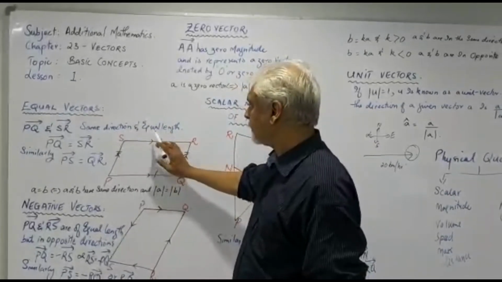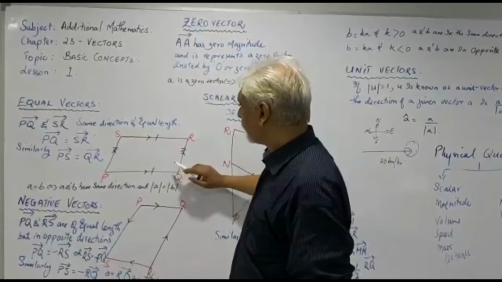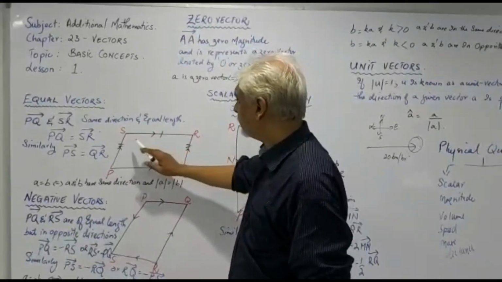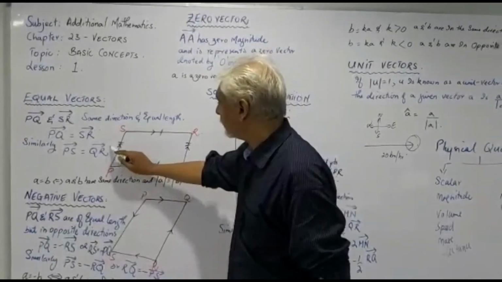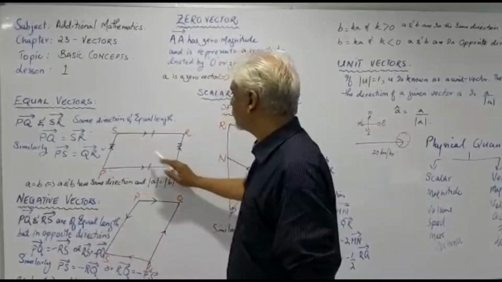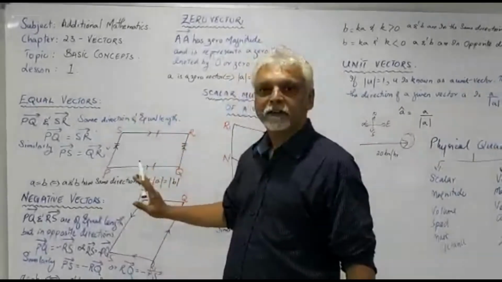So they have the same direction and equal length. So we can say PS is equal to QR, and you have PQ equal to SR. Is that clear? So I hope equal vectors are understood.